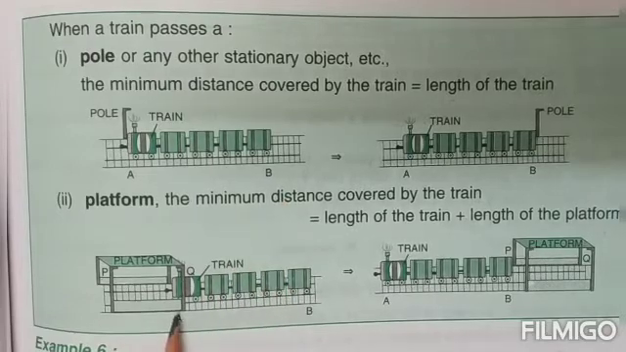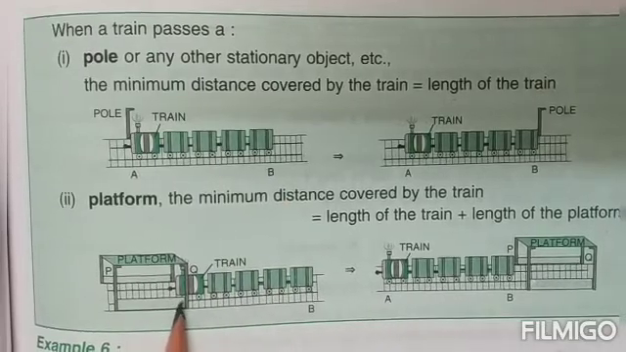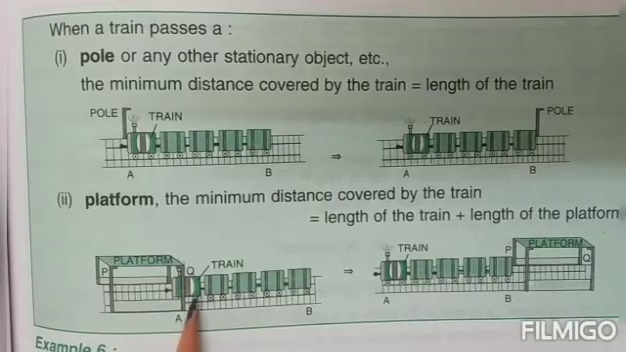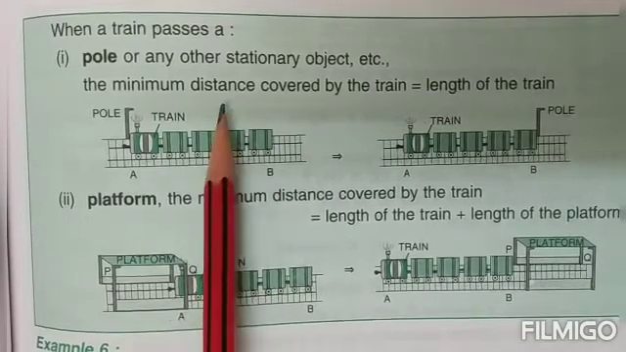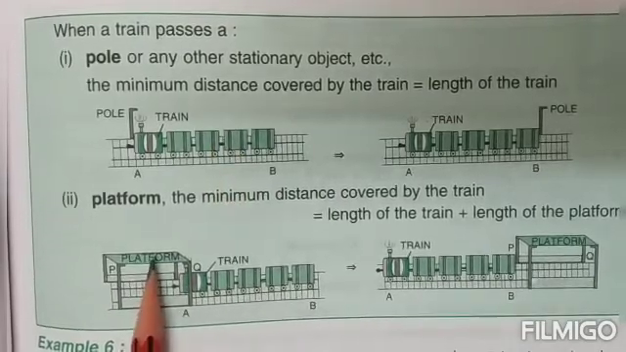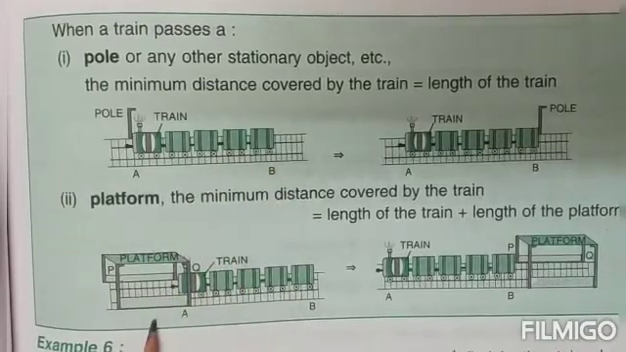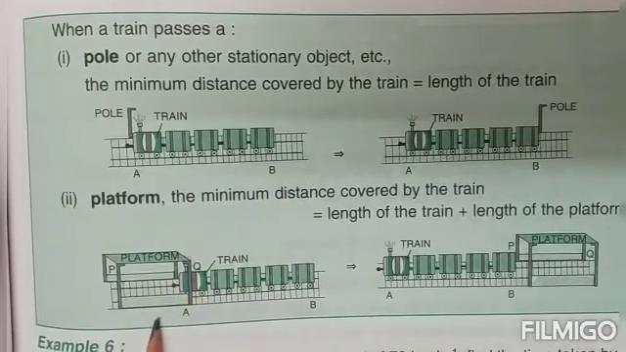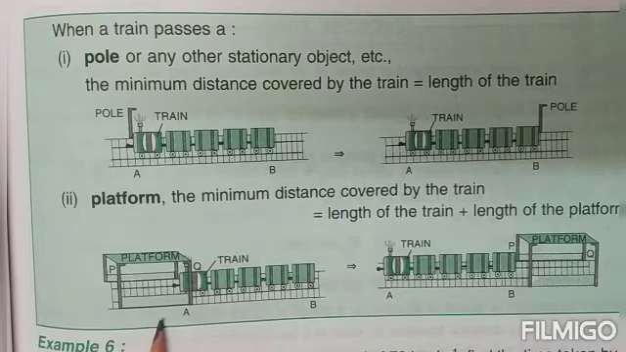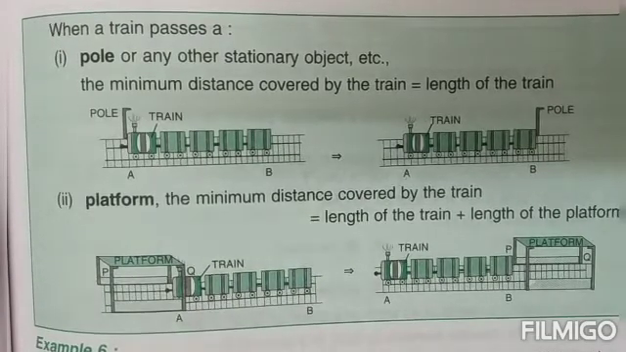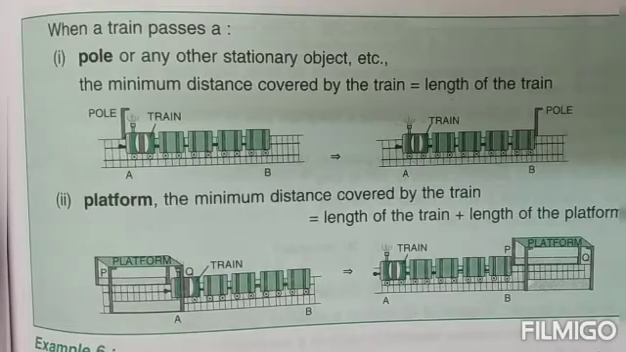Now in the next exercise, children, you will come across questions where you will find that the train is passing either a pole or is passing the platform. So this explanation will help you to do those questions. Now after this, we are going to start with exercise 17B, question number 1 to question number 5.